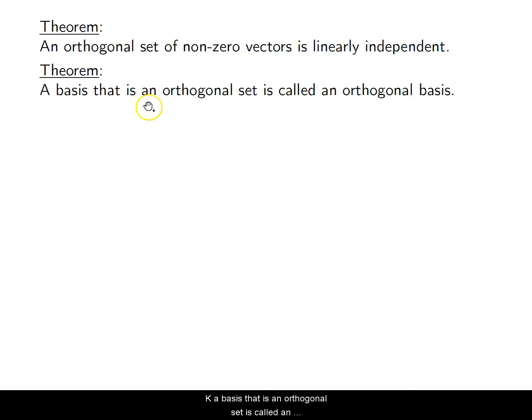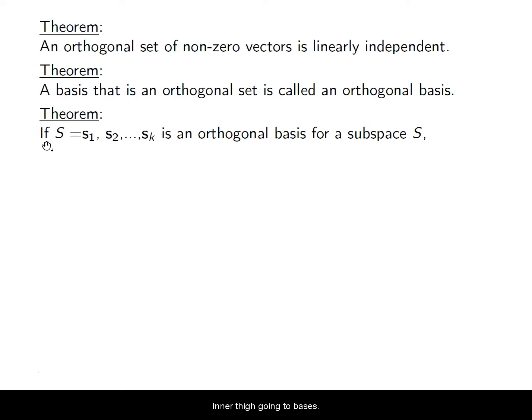A basis that is an orthogonal set is called an orthogonal basis. If you have a set of vectors that are all orthogonal to each other, then they're linearly independent, and a set of linearly independent vectors forms a basis. So if you have an orthogonal set, it will be an orthogonal basis. This theorem leads you straight to this theorem, and we call that an orthogonal basis.